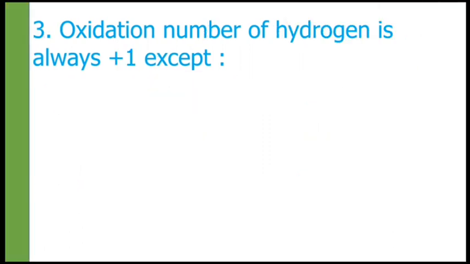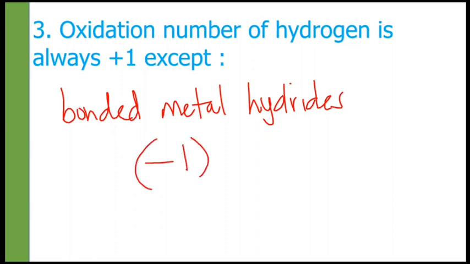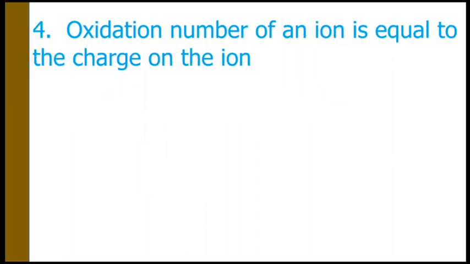The third rule says the oxidation number of hydrogen is always +1 except when bonded to metal hydrides. When bonded to metal hydrides, the oxidation number of hydrogen becomes -1. That's another rule there.